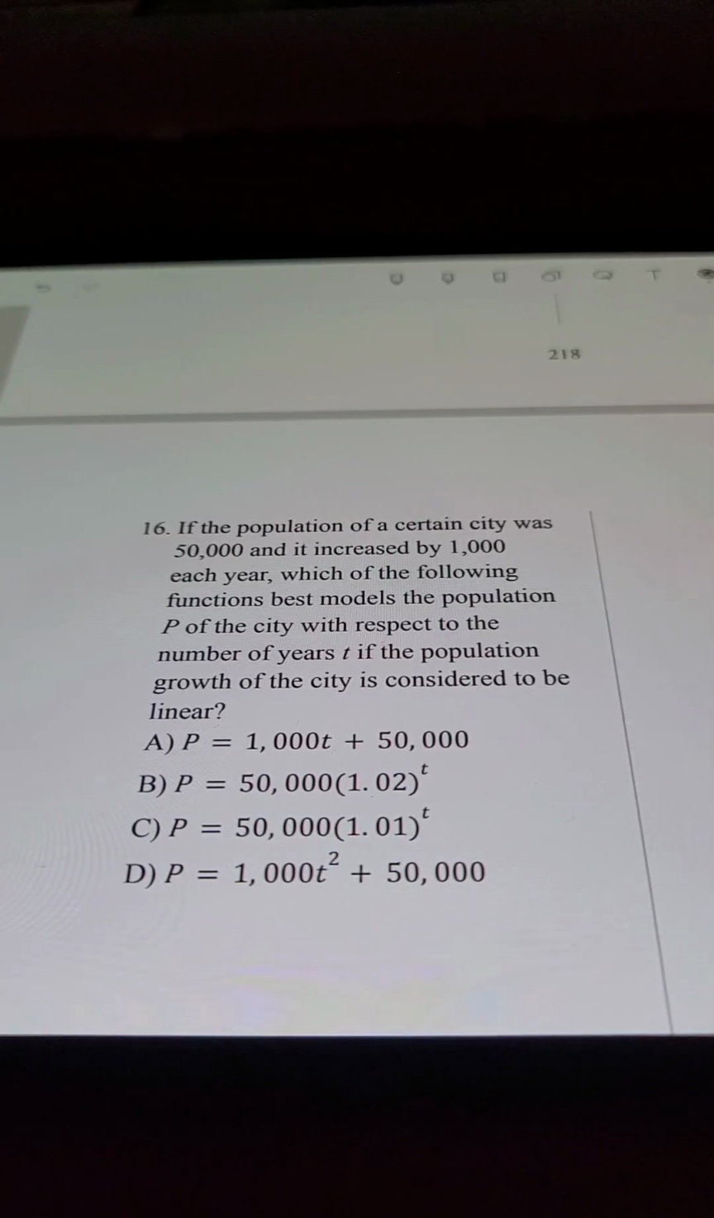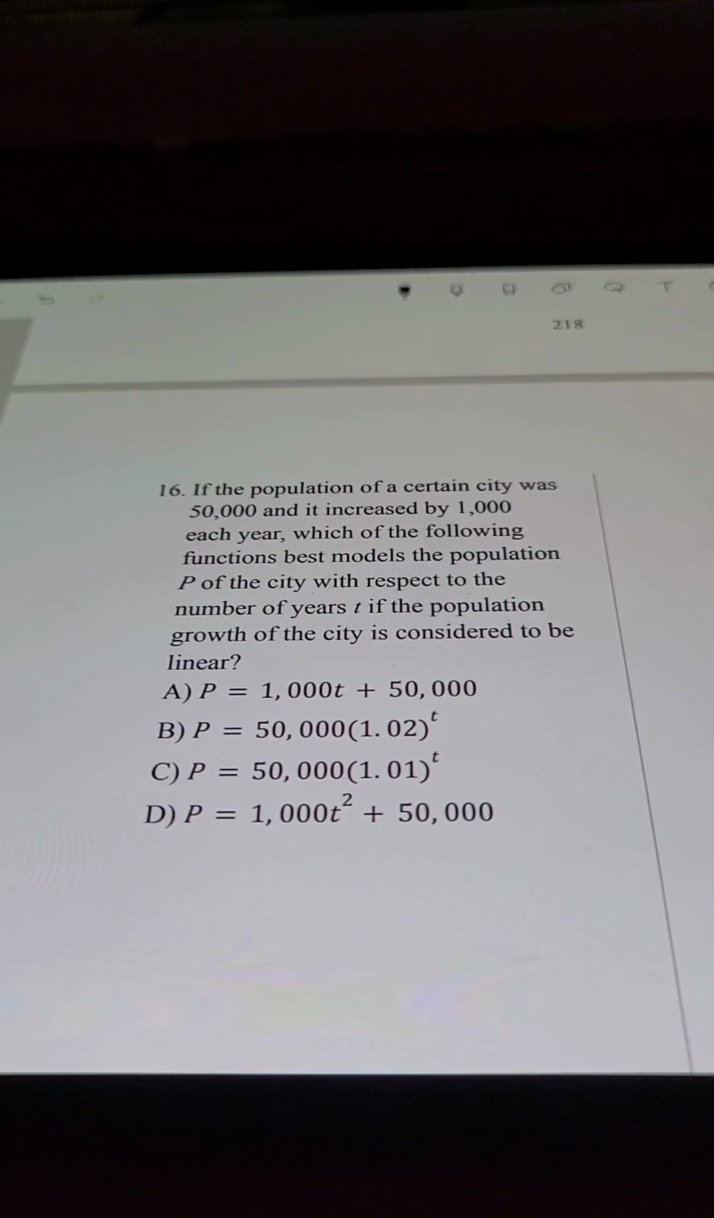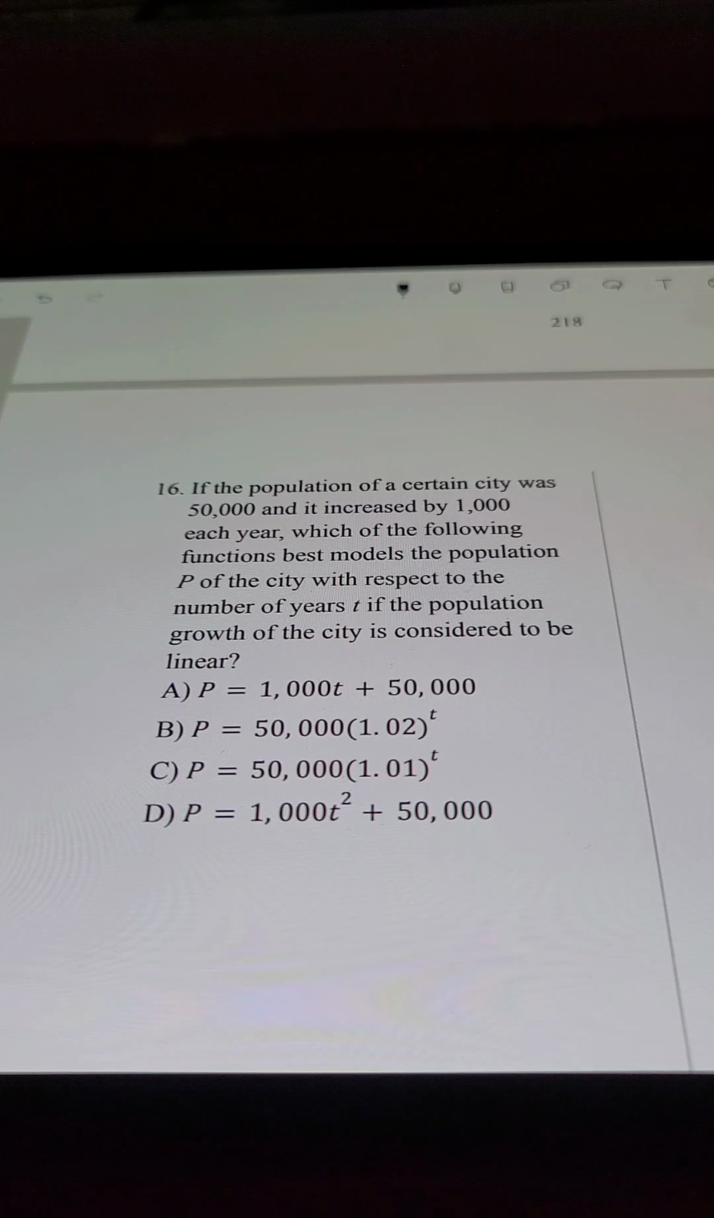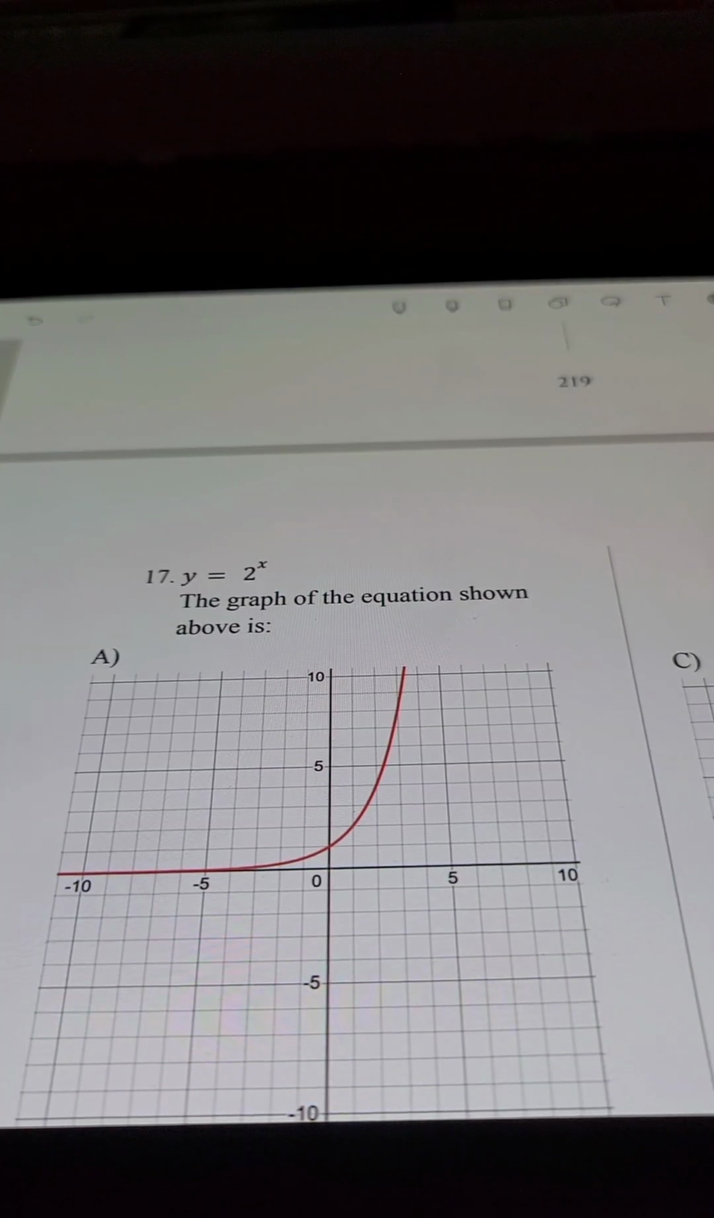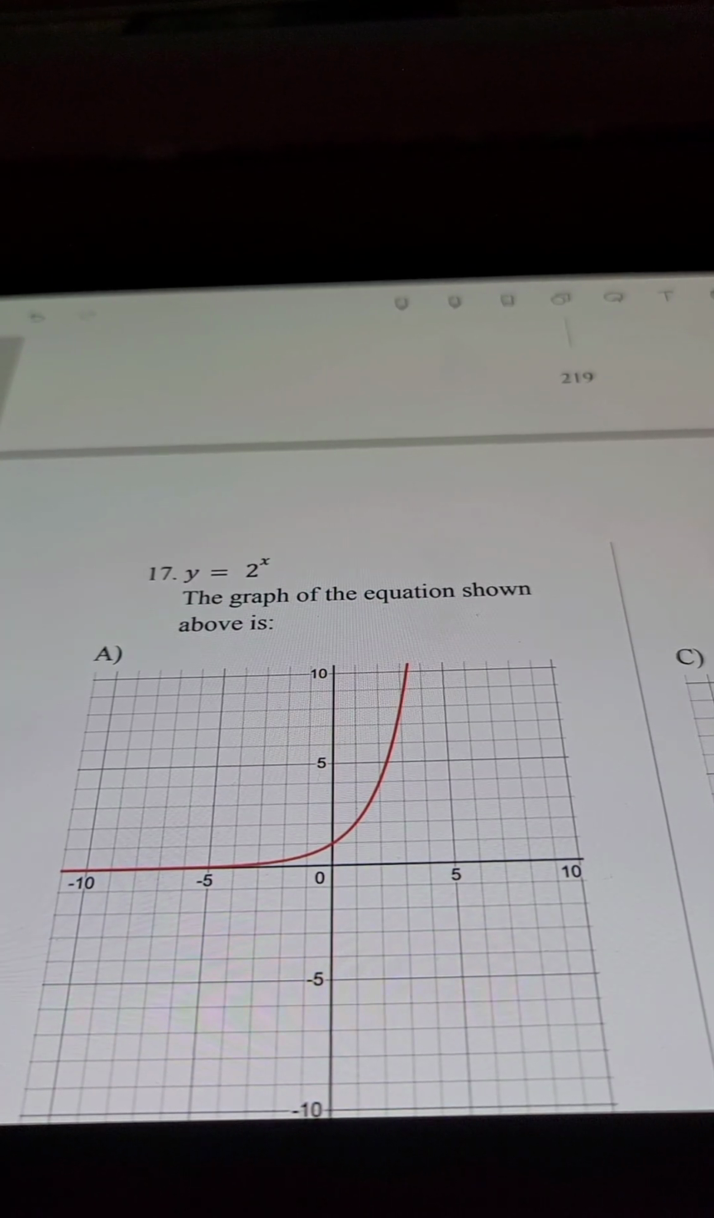Okay, pause to read number 16 if you haven't already. So this is probably the easiest problem in this chapter because I just need to look at linear. When it's telling me it's linear growth in the question, there's only one option. It has to be A. That's the only one that's set up like y equals mx plus b format. B and C are exponentials, and D is a quadratic. So, A. Okay, pause to read number 17 if you haven't already.